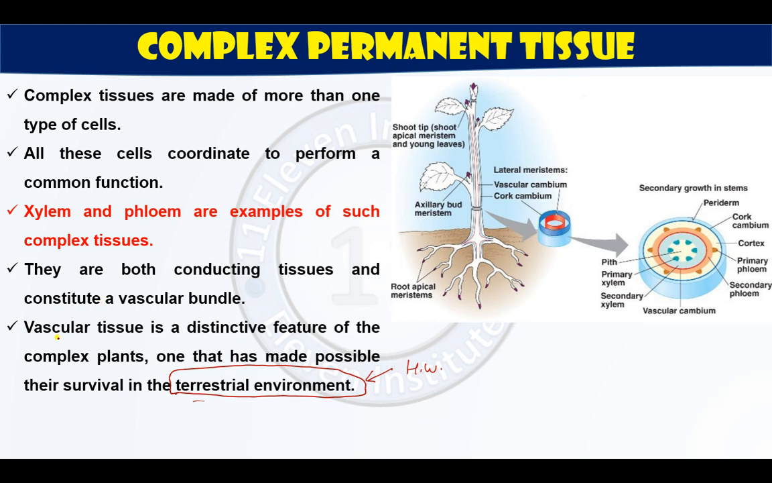Fine. Due to the presence of this vascular tissue, the survival of the plants has been possible in such an environment, because in such an environment you require that all the parts of the plant have sufficient water and food for their survival, right? And vascular tissue does that job. Sure. Now let us move ahead.